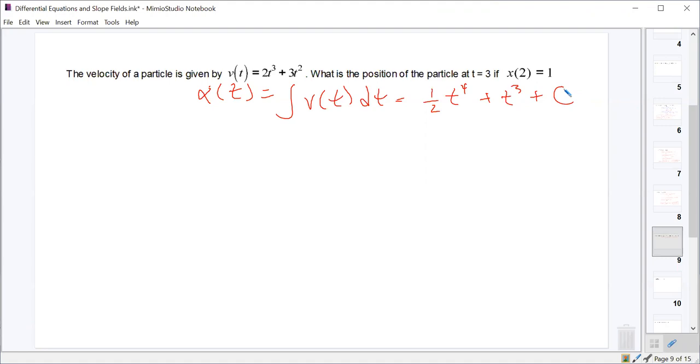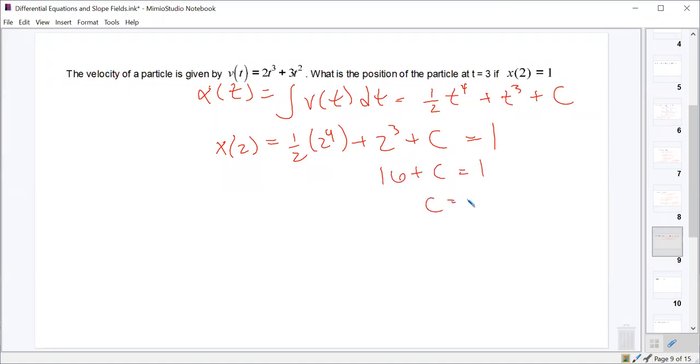And so if x of 2 equals 1, say x of 2, which should be 1/2 of 2 to the 4th plus 2 cubed plus c needs to equal 1. Well, half of 2 to the 4th is 8 plus another 8. That's 16 plus c equals 1. So what does c equal? -15. Great. All right, so c is -15, and then we'll go plug that in.